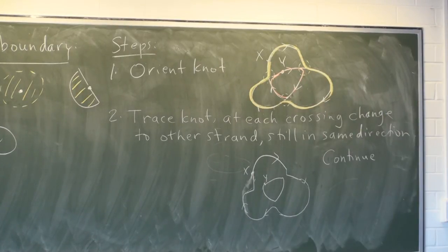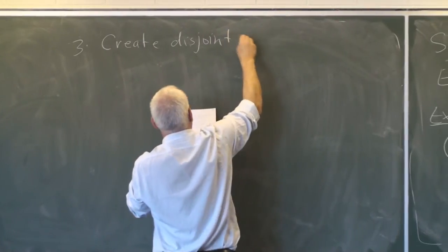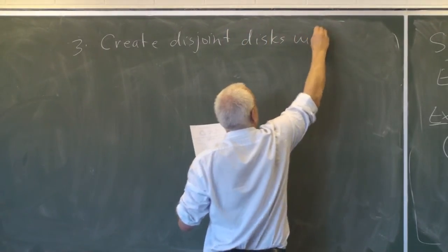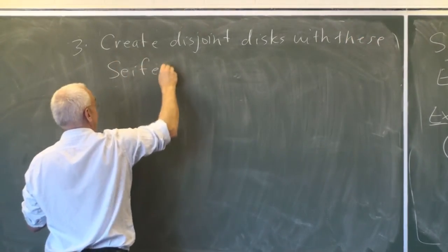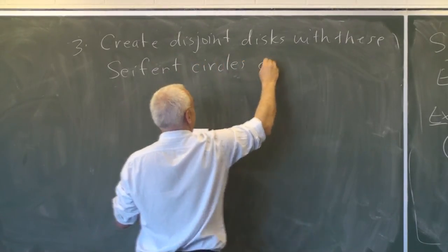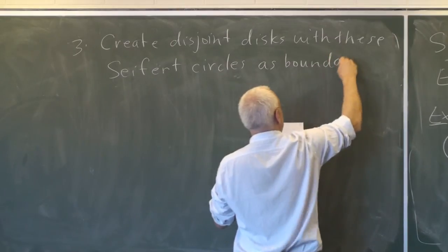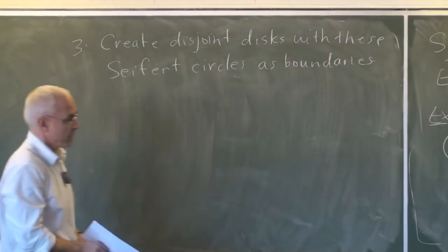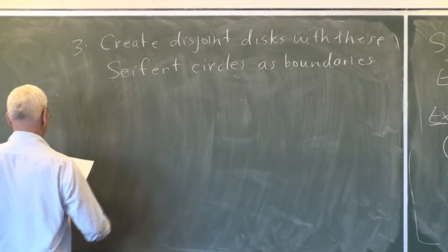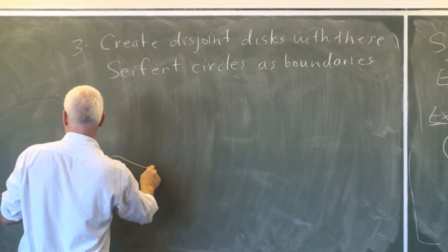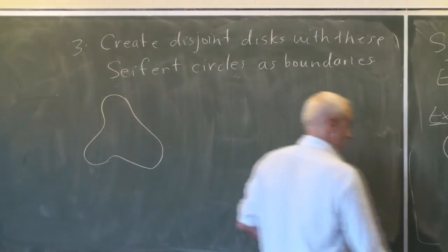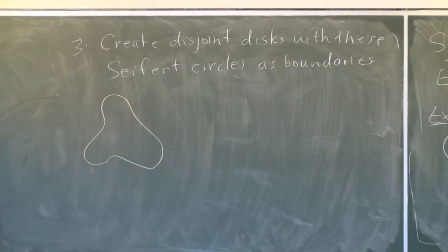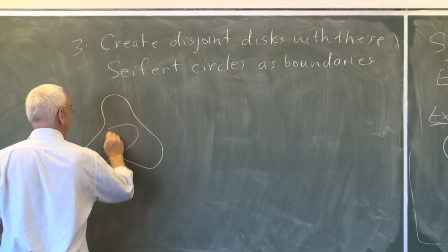Now for our third step, we create disjoint disks with these, they're called Seifert circles, as boundaries. So we have one disk that looks sort of like this, and maybe another disk that looks like this.